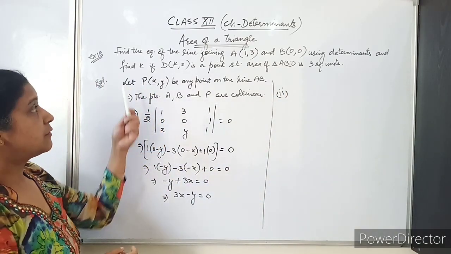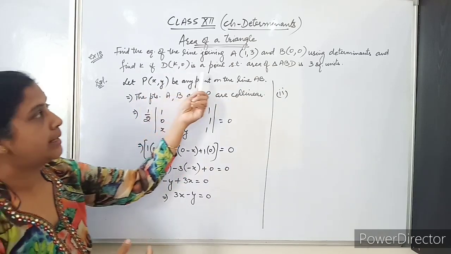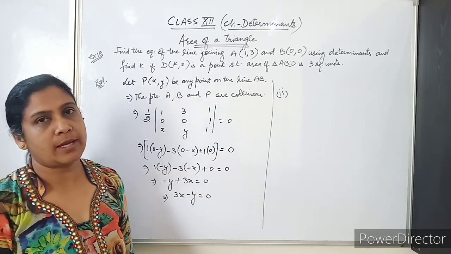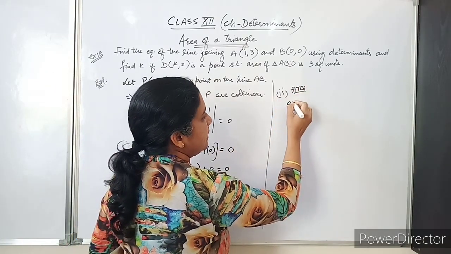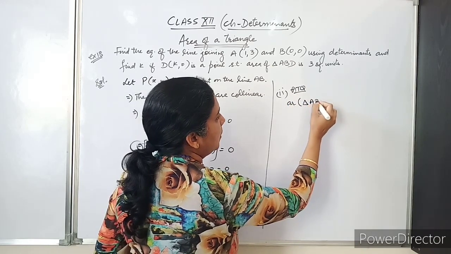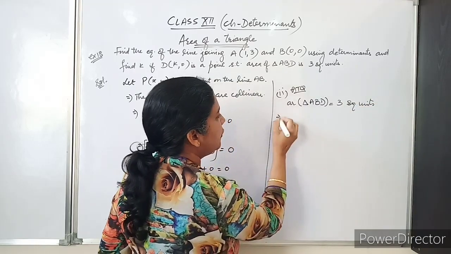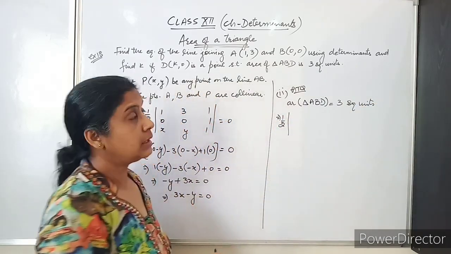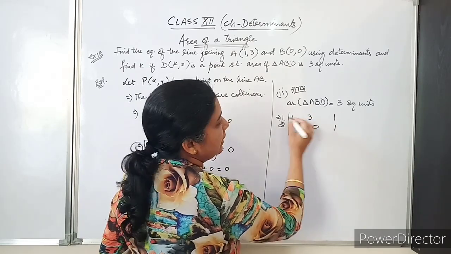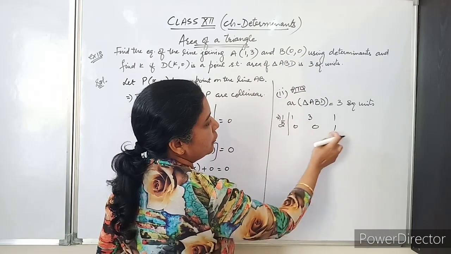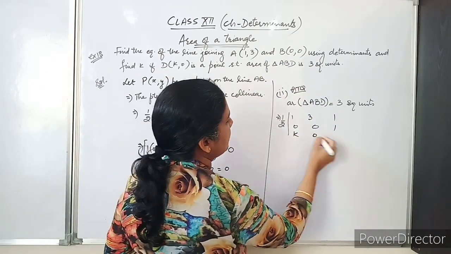The second part says find k, if D is a point such that the area of triangle ABD is 3 square units. So according to the question, the area of triangle ABD is 3 square units, and if we make the area of triangle ABD, it is half of the determinant of, I've taken the first row from A, taken the second row from B, and the last row would be taken from D as it is given.